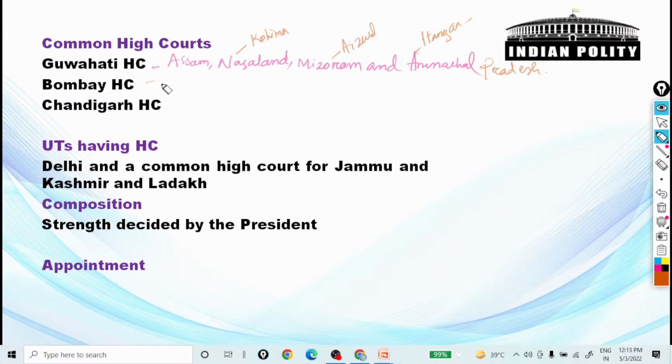For example, Bombay High Court has benches. As you can see, Maharashtra and Goa, the two major states, and then Daman and Diu and Dadra and Nagar Haveli, DNH, come under Bombay's jurisdiction. And for Chandigarh, you have the names mentioned: Punjab, Haryana, and Chandigarh as a union territory also.